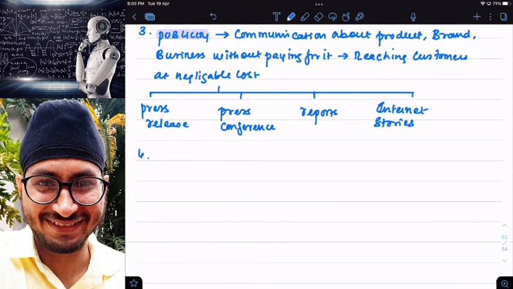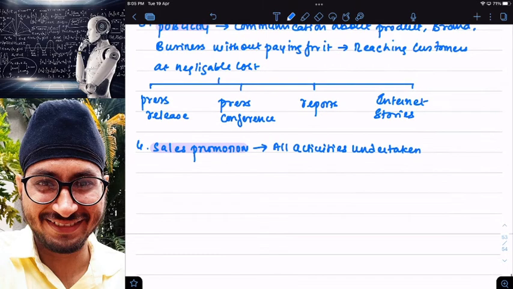Now, the last one we have here is sales promotion. Sales promotion means giving some discounts and offers and trying to attract customers. It means all activities undertaken to promote the business.